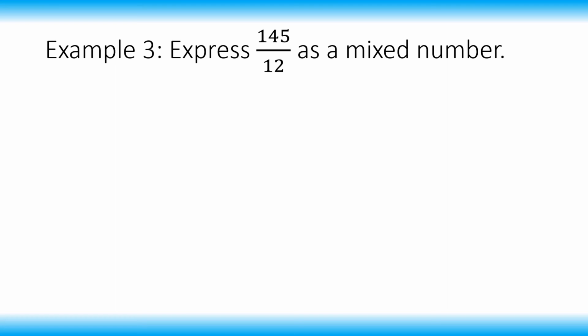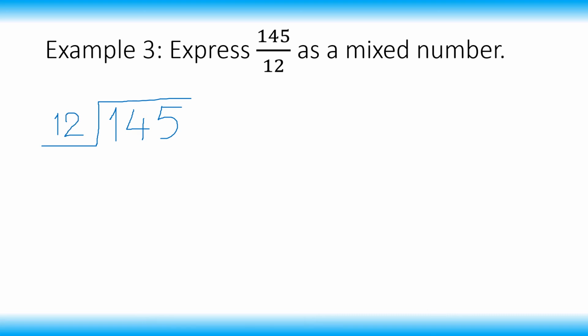And lastly, here is our third example. We want to now express 145 twelfths, or 145 over 12, as a mixed number. So once again, we're working with an improper fraction going to a mixed number, so we have to do this using long division. So we take our numerator, and that becomes our new dividend. So 145 we can write like this. Then we can put our division sign like so, and then we put a 12 over here.